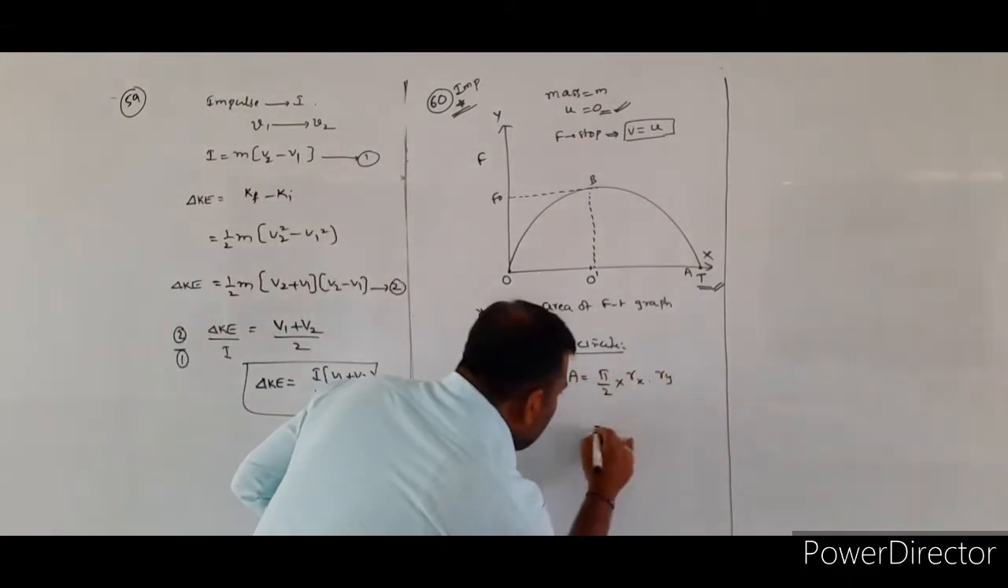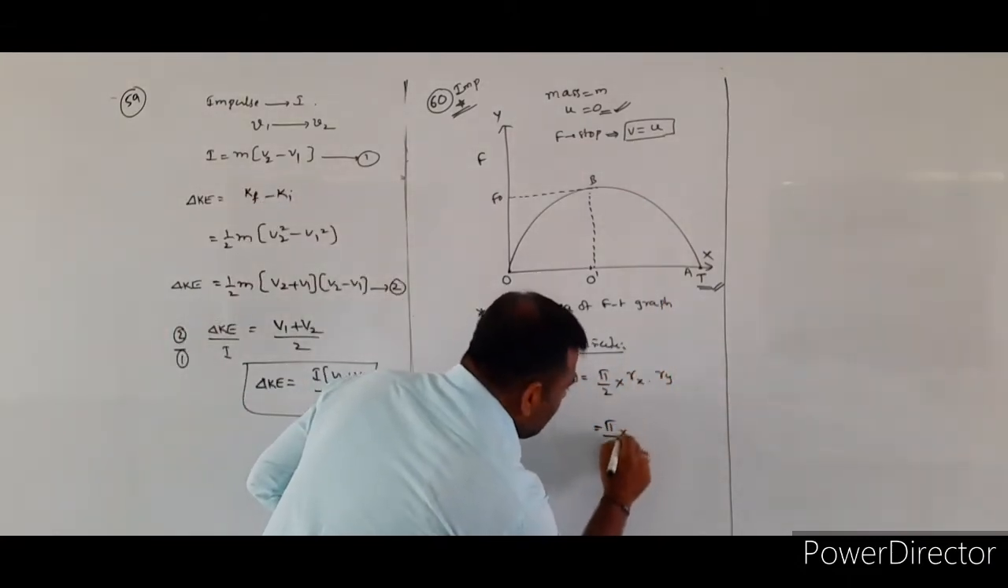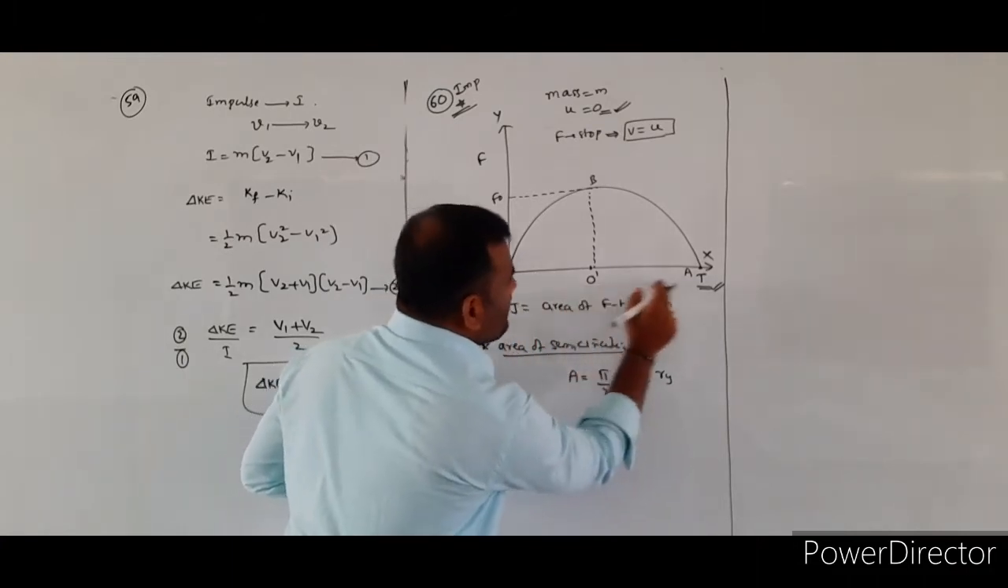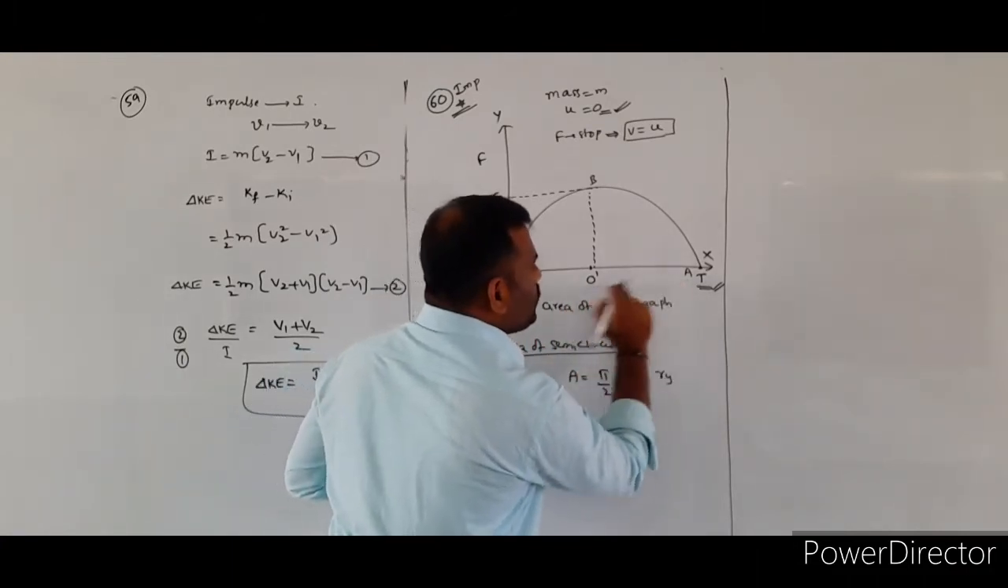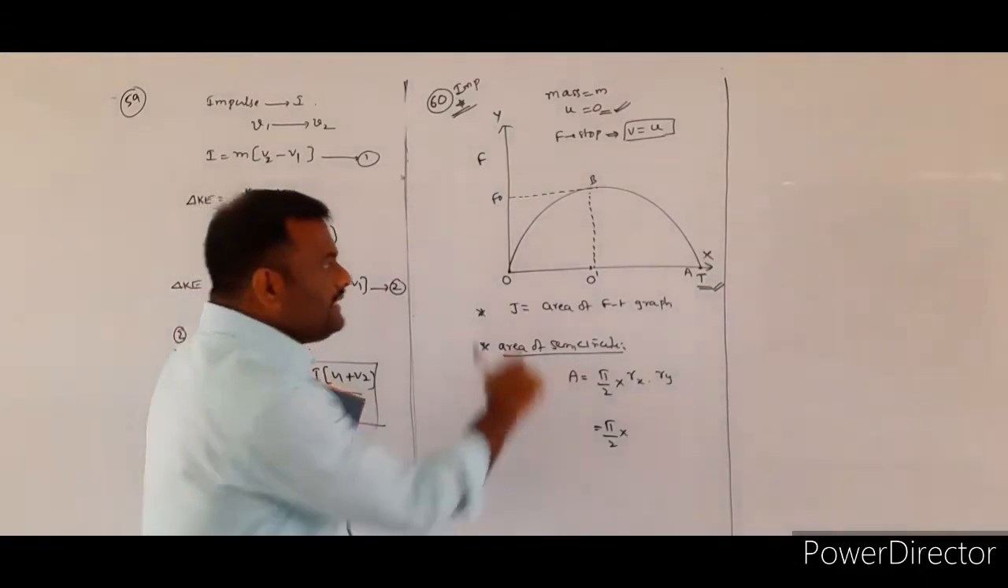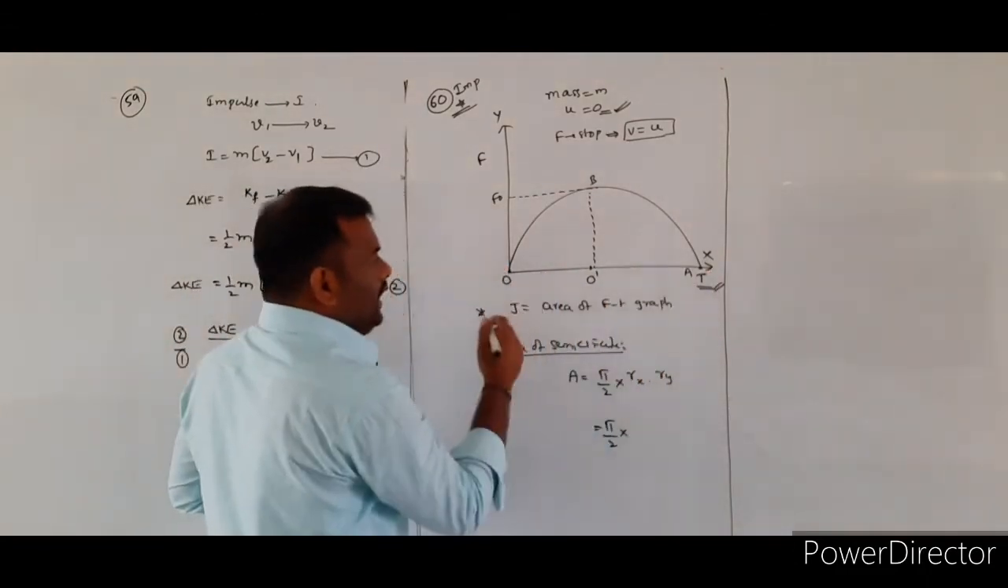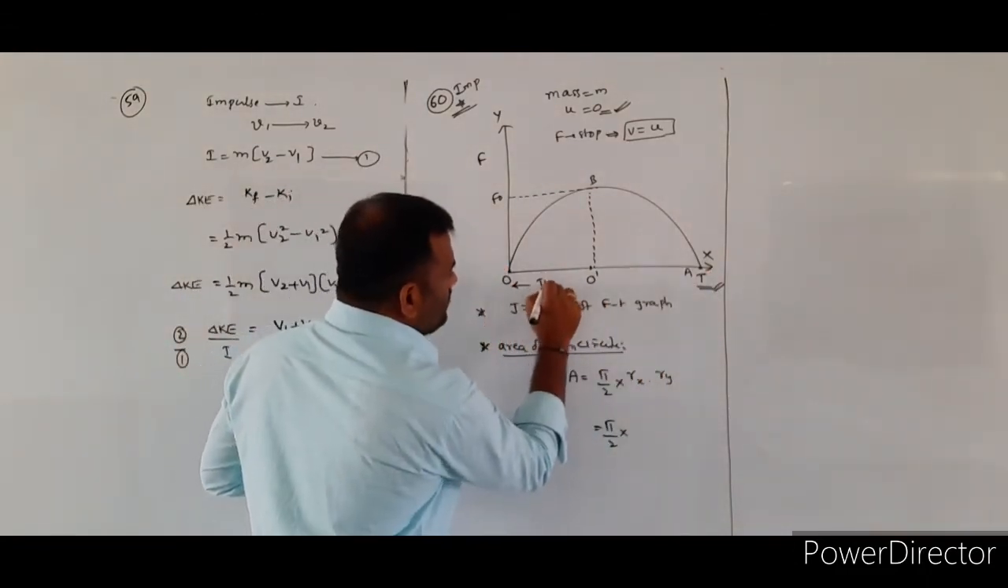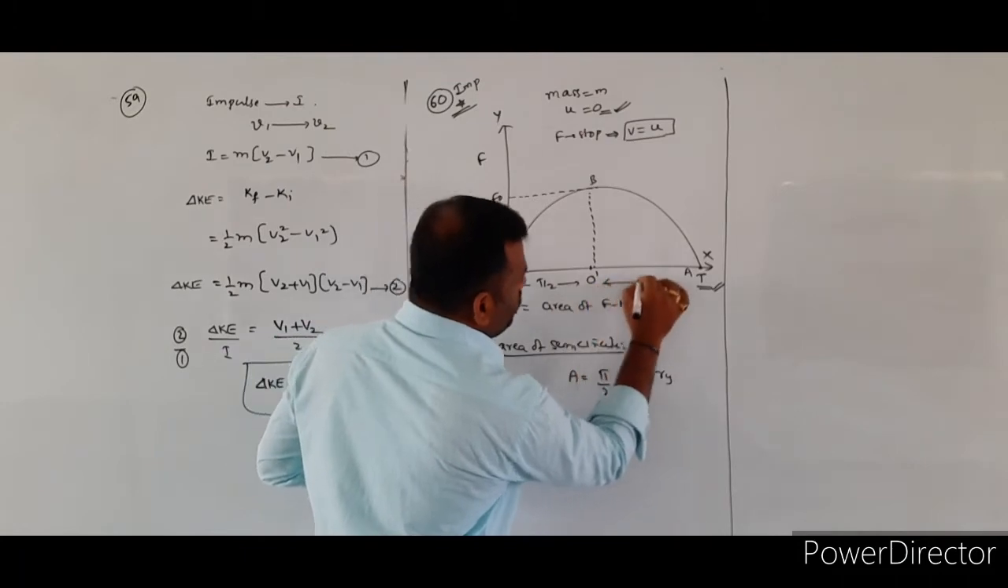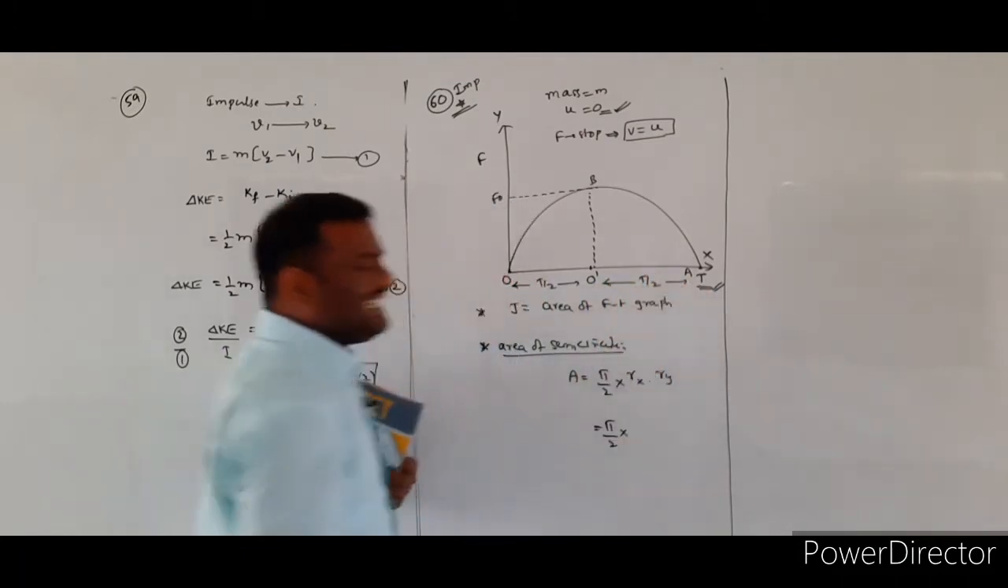See, from the diagram clearly we will write the radius value along the x-axis will be given by O dash to A. This total value is equal to T, so that this value is equal to T by 2. This value is also T by 2.